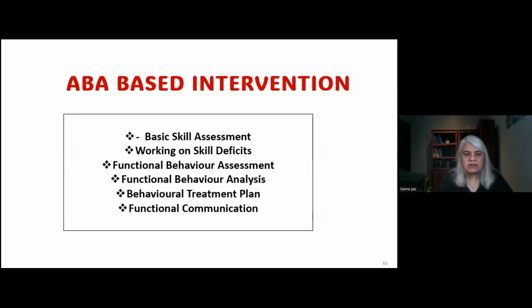ABA-based intervention consists of many components like basic skill assessment, working on the skill deficits, and functional behavior assessment, which is a child-driven process aimed at determining the specific conditions under which problem behavior is more likely to occur, like the setting events and fast triggers we just covered. Then functional behavior analysis, where problem behaviors are explained as socially mediated or reinforced through the interactions and responses of the caregiver, which maintain or increase the occurrence of behaviors.